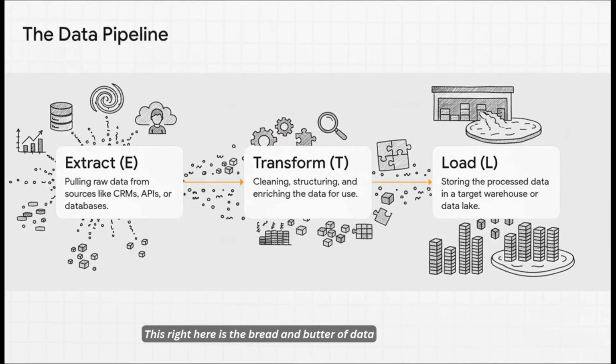This right here is the bread and butter of data engineering, often called ETL. First, you extract the raw data from all its different sources. Next comes the transform step. This is where you clean it up, reshape it, and get it into a useful format. And finally, you load it into its final destination, like a data warehouse, so it's ready for analysis.